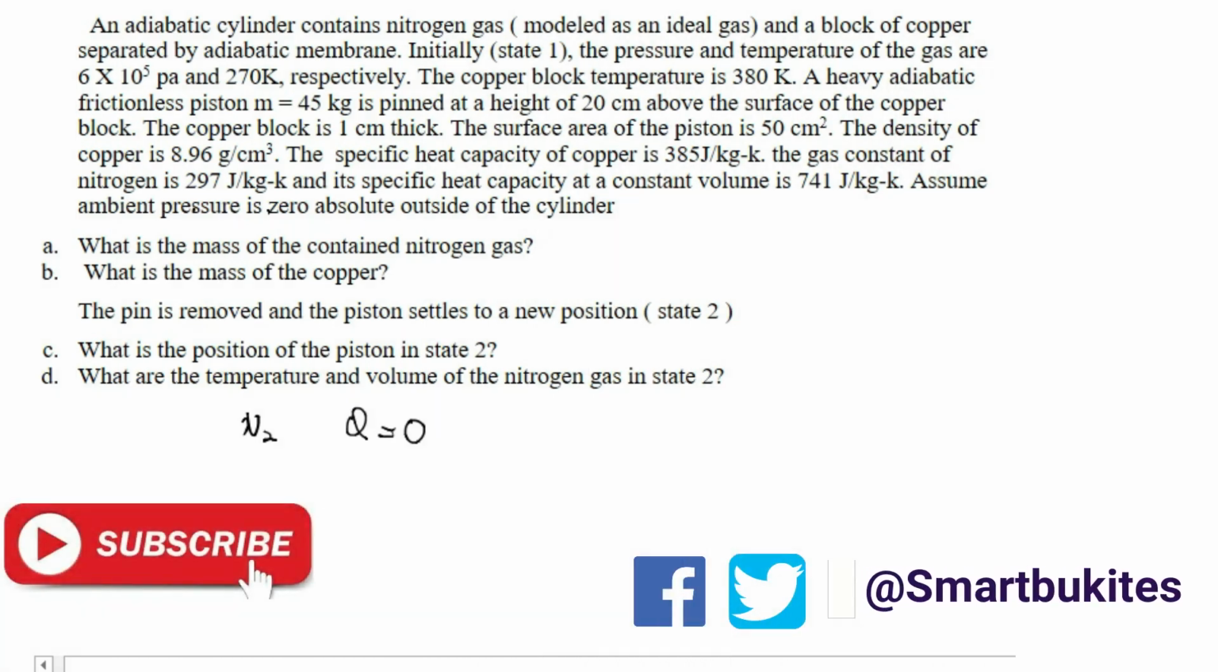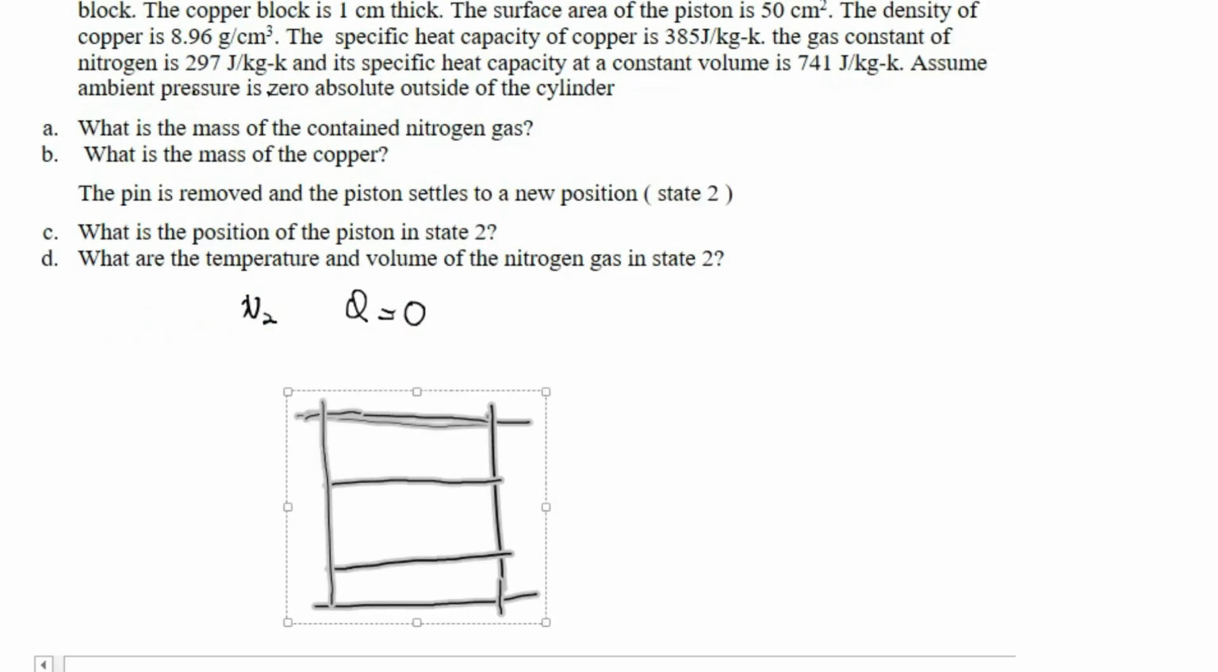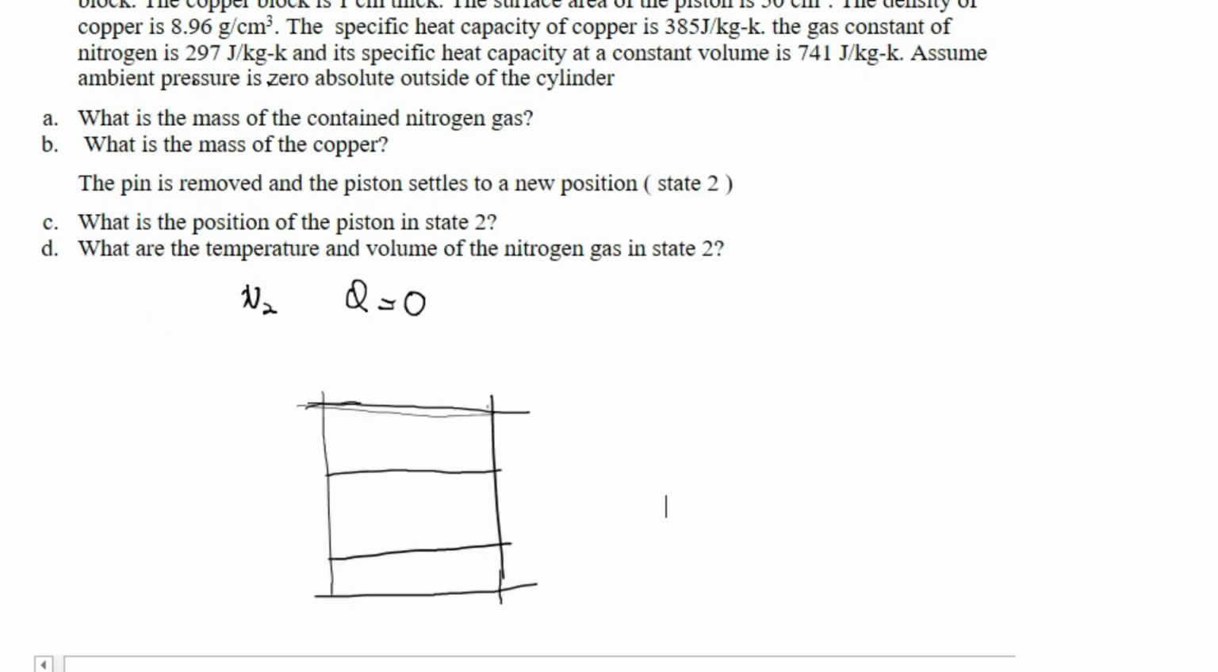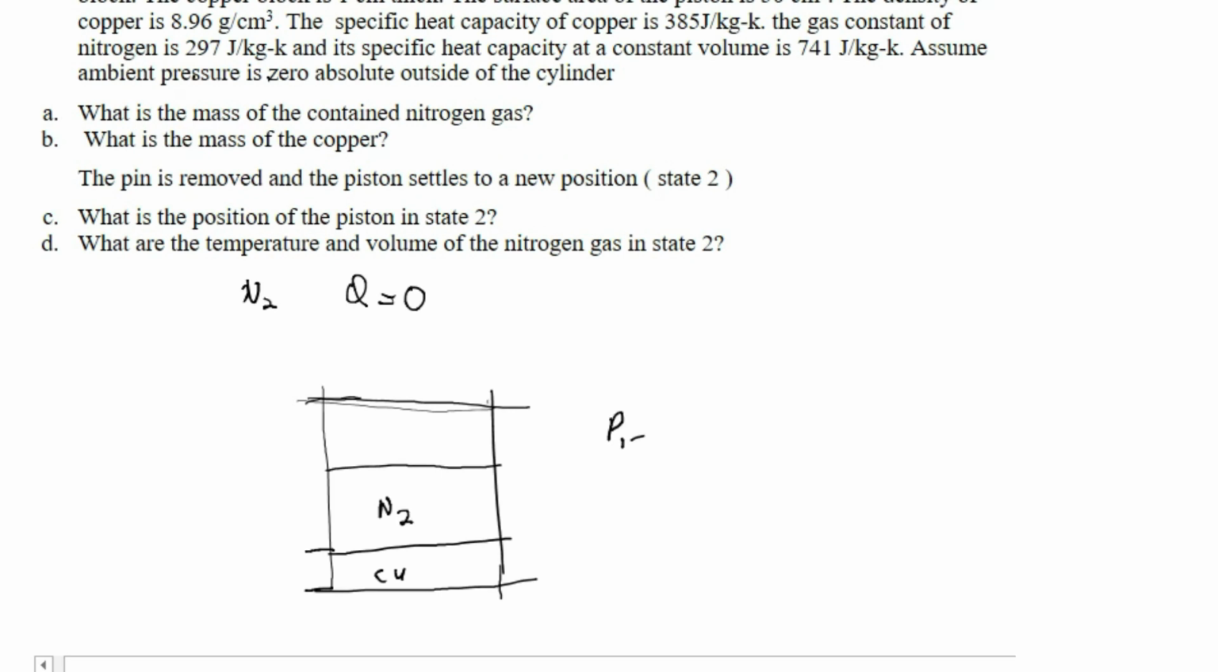Initially at stage 1, the pressure and temperature of the gas are 6 exponential 5 Pascal and 270 Kelvin respectively. So let's have a depiction of the setup. So suppose this is our container. So this is our copper block. Here is our gas, nitrogen gas. So initially it is said that the pressure is 6 exponential 5 Pascal while the temperature is 270 Kelvin.